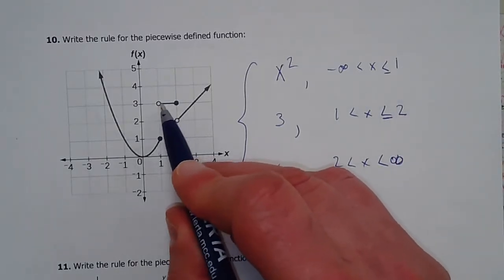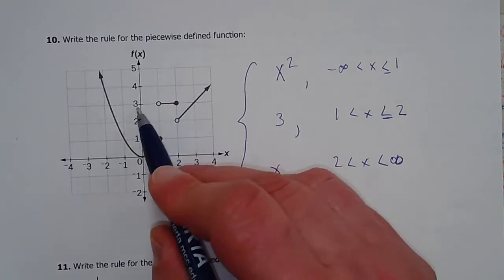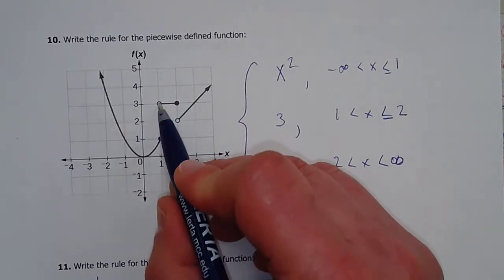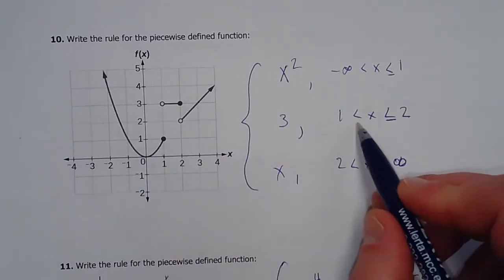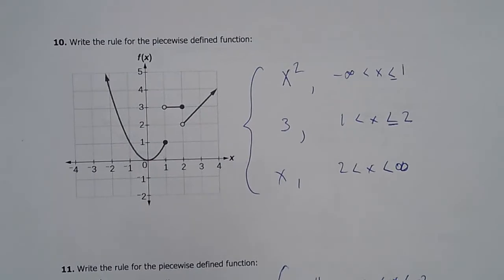This is just a constant line, which is going to just be x equals 3. Or sorry, scratch that, y equals 3. So it's just 3, and you say this exists from 1 to 2. Not including 1, but yes, including 2 because of the solid dot.